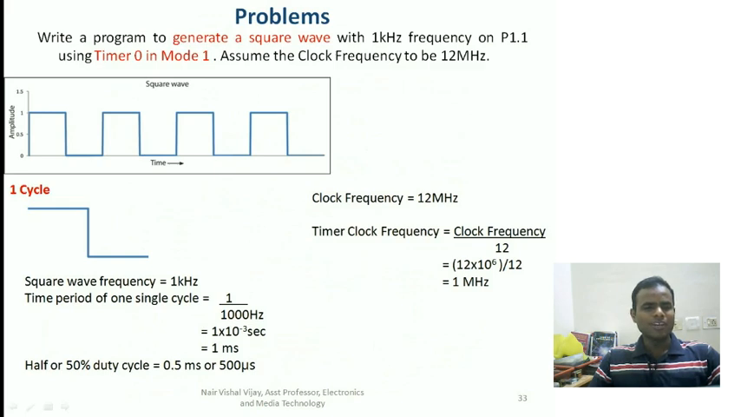So here we have a problem which says write a program to generate a square wave with 1 kilohertz frequency on port 1.1. So you have to generate a square wave on port 1.1 using timer 0 in mode 1, and you have to assume that the clock frequency is 12 megahertz.